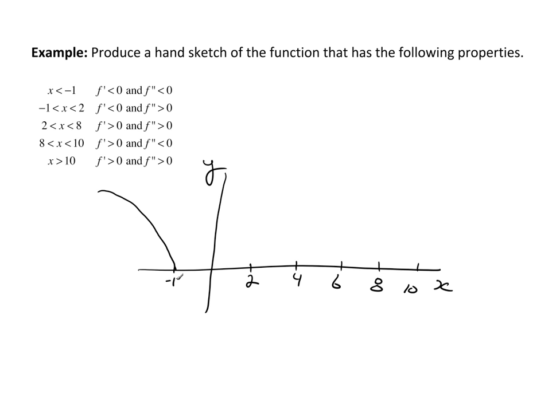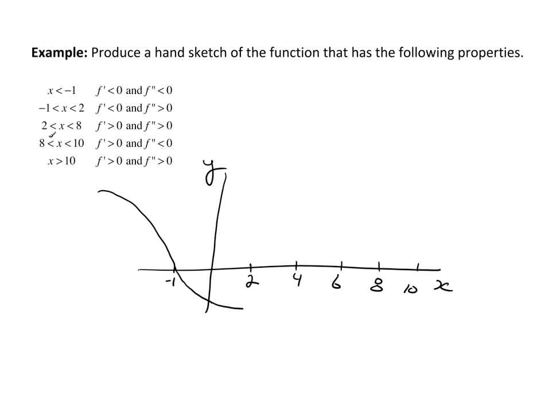from -1 to 2, I know that the first derivative is still negative, so still decreasing, and the second derivative is now positive. So I switch to concave up, but the first derivative is still negative. So I'm concave up, but the slope is still negative.